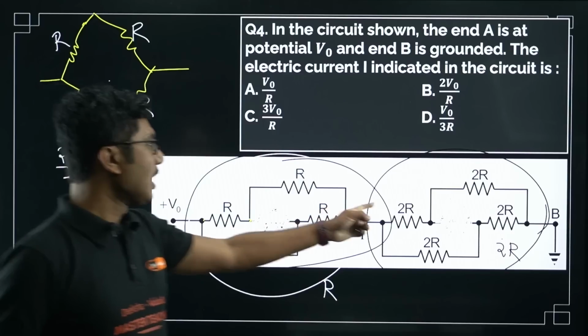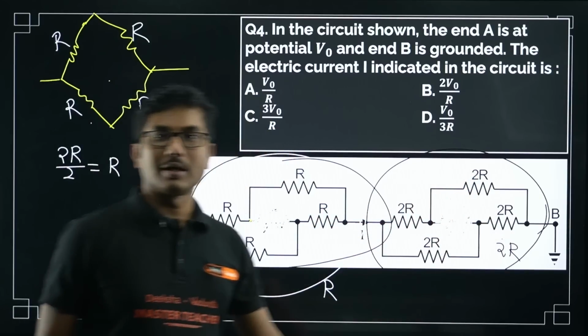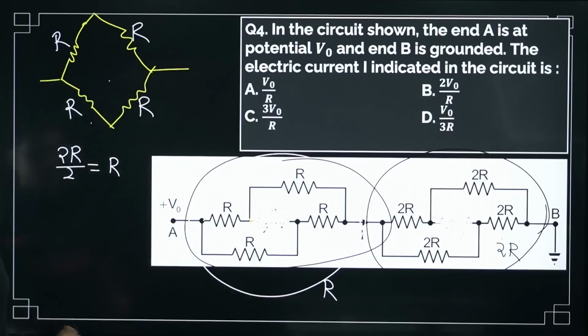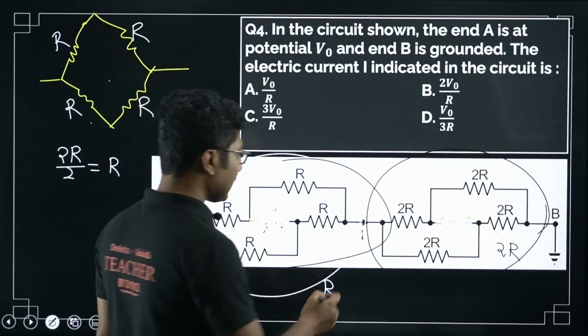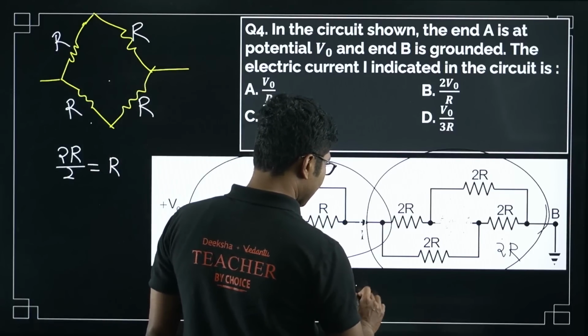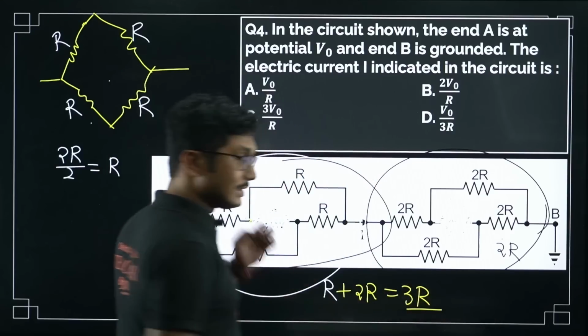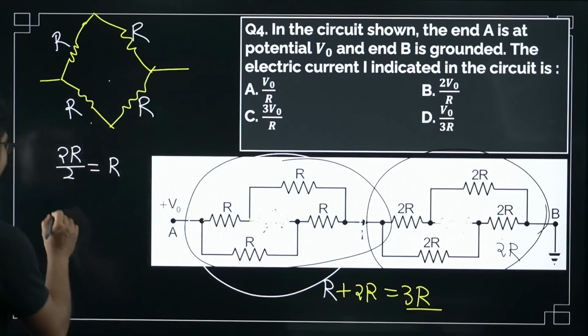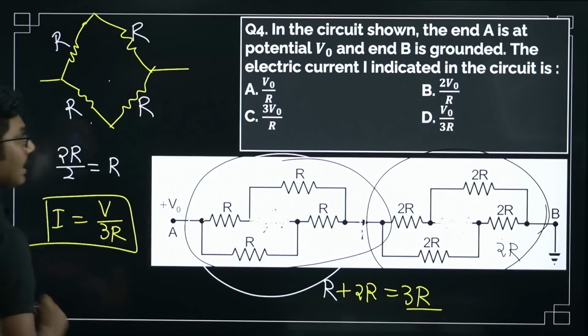Same logic: 2R, 2R in series gives 4R, again 4R, and 4R and 4R are in parallel. So 4R by 2, that is 2R. So what is the total resistance of the circuit? Total resistance of the circuit is R plus 2R, that is equal to 3R. So 3R is the total resistance. So what is the current? Current in the circuit I is equal to V by total resistance, so it is V by 3R.